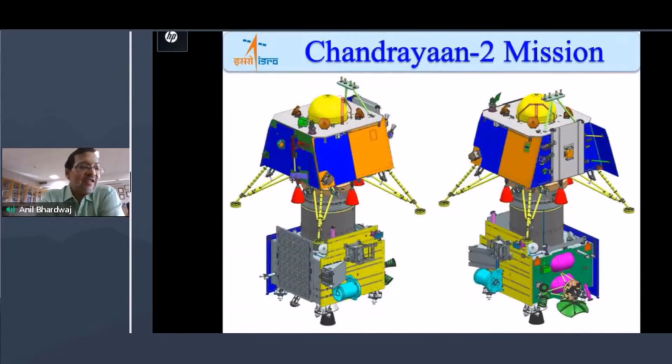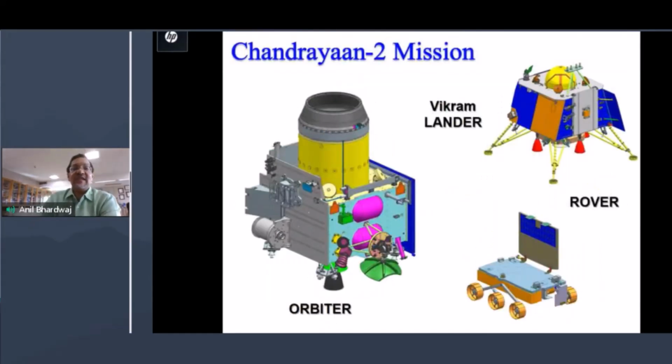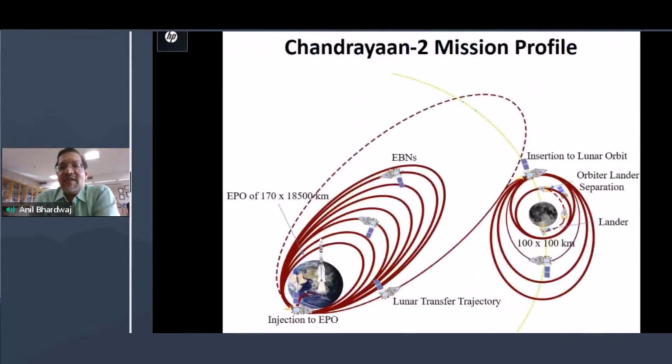Now, talking about the next mission, which is the Chandrayaan 2 mission, the sequel of the Chandrayaan 1 mission. Of course, it is much more complex and complicated compared to Chandrayaan 1 because it has not only an orbiter like the Chandrayaan 1, but it also has a lander and the rover.